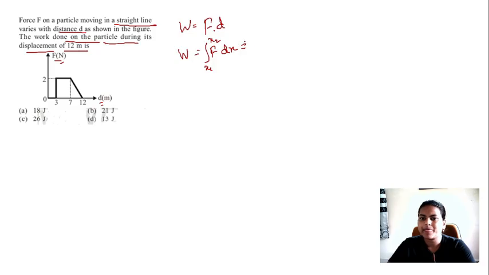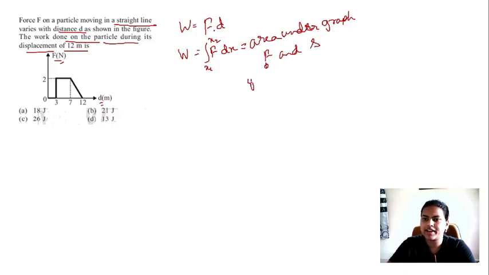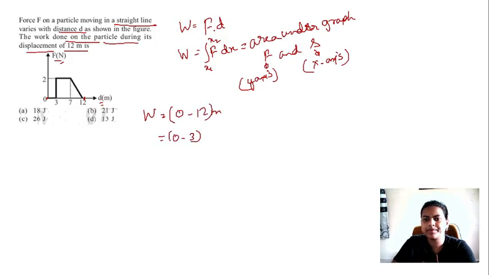So work is equal to the area under the graph of force and displacement, with force on the y-axis and displacement on the x-axis. So the total work in this case would be equal to, starting from 0 till 12 meter displacement, or I can write from 0 to 3 meter displacement, 3 to 7 meter displacement, plus 7 to 12 meter displacement.